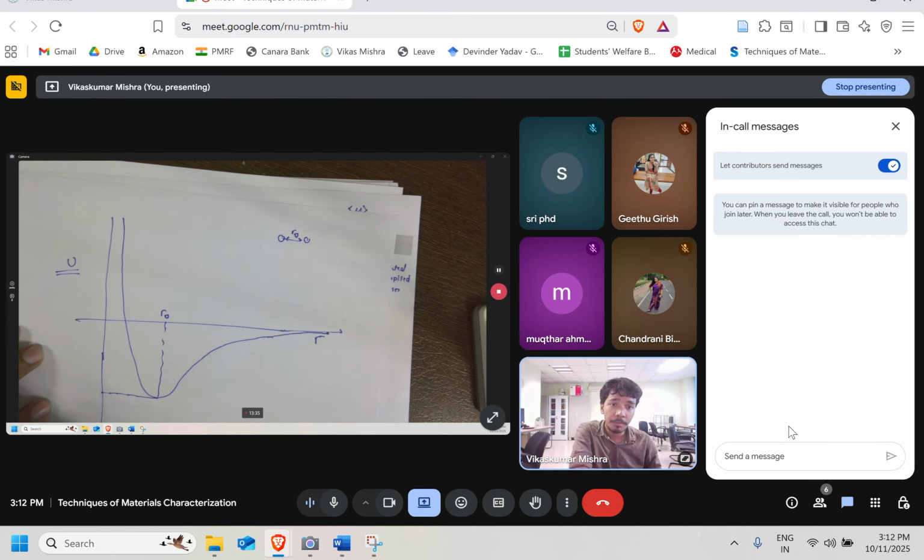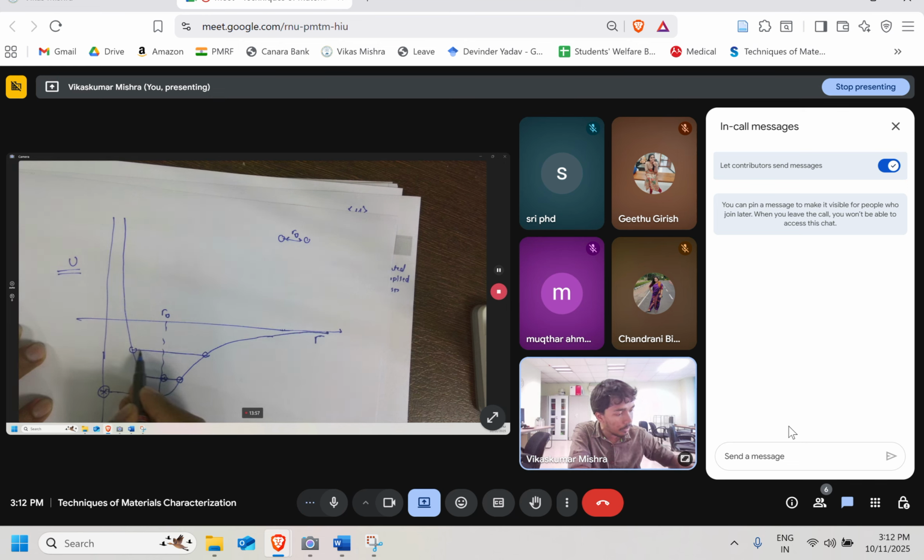Increasing the temperature means that I'm giving it additional energy. So the energy which used to be here, since I gave the additional energy thermally, now it will go somewhere here. So now the atom has two positions to vibrate along, right? And their mean position will be somewhere over here. If I increase this further, their mean position will again shift, somewhere in between over here.